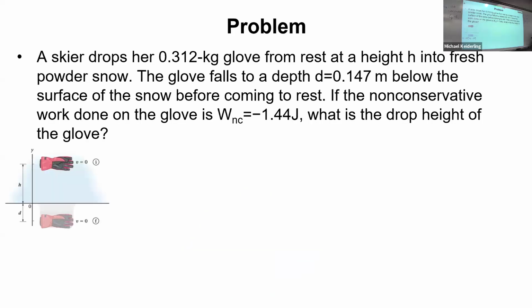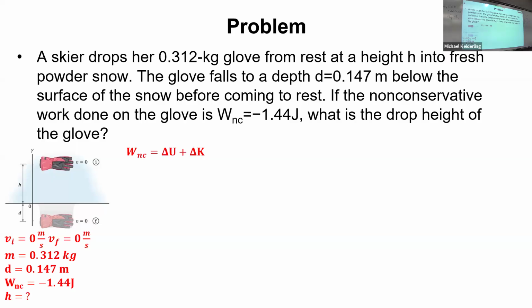So here with this glove, our initial velocity is 0 meters per second. Our final velocity is 0 meters per second. The only energies involved will be potential. Our mass is 0.312 kilograms. The distance that it plunges into the snow is 0.147 meters. The non-conservative work done on the glove is minus 1.44 joules. And we want to figure out what the height it started at above was.